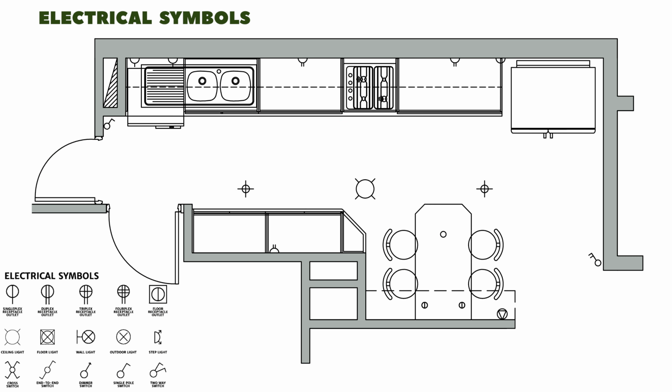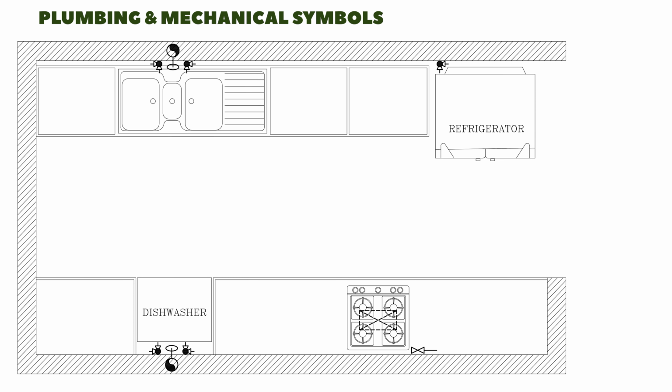Electrical outlets and lighting symbols, essential for indicating where power is needed for appliances and where light fixtures will be installed. Plumbing and infrastructure symbols. These symbols depict sinks, dishwashers, gas lines, water supply, and waste disposal. Their accurate placement is crucial for optimal functionality.